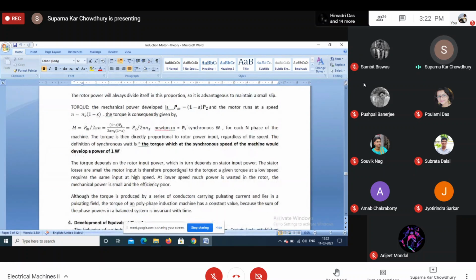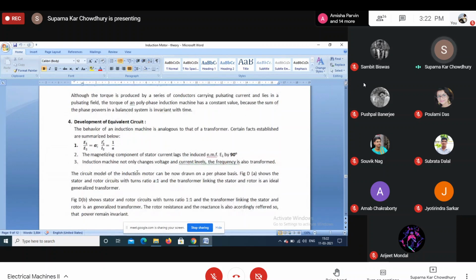And we have got the torque also. Torque will be developed. Torque is power, the mechanical power developed, divided by twice pi n. So this was shown to be equal to P2 by twice pi ns, where P2 is the air gap power transferred to the rotor across the air gap divided by the synchronous speed. So torque is sometimes defined as P2 synchronous watt. Also, that is by definition, synchronous watt is the torque which at the synchronous speed of the machine will develop a power of 1 watt.